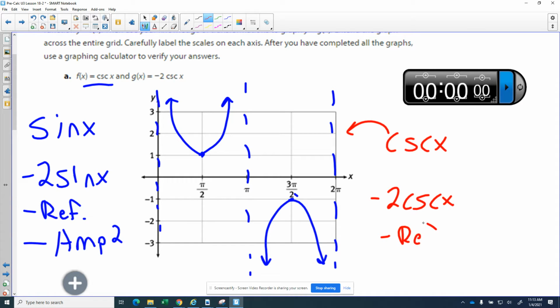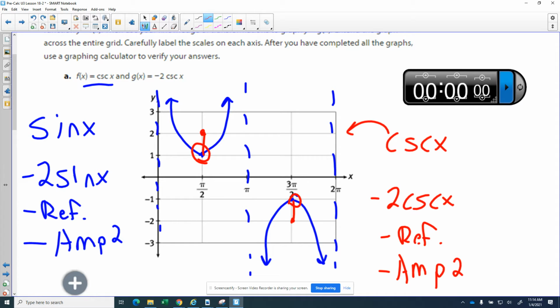This is a reflection, and you have an amplitude of 2. So truthfully, think about what is affected in amplitude. Whenever we had an amplitude change, that would affect my max and my min. Well, even though the graph looks different, you still have a max and a min here. So these are both going to be pressed up to a value of 2.